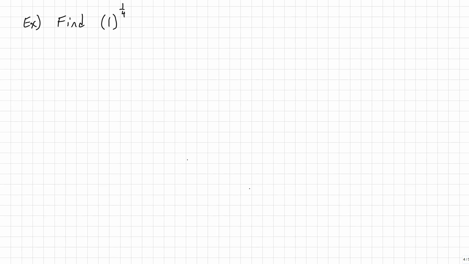All right, let's do one more example. See if we can make a little bit more sense of this by doing one more. So we want to find 1 to the 1/4. By raising it to the 1/4, I'm saying that I want all 4 fourth roots of positive 1. So basically find all z such that z to the 4th equals 1. So we need to find all 4 numbers that when raised to the 4th come out to be positive 1.